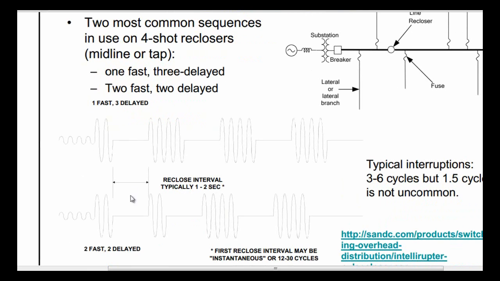For two fast two delay, we will have one fast operation, and then the recloser will open, then another fast operation, then the recloser will open, and then a delayed operation, and the fuse will either melt in this delayed operation or in this delayed operation according to the design. And this is how it works.